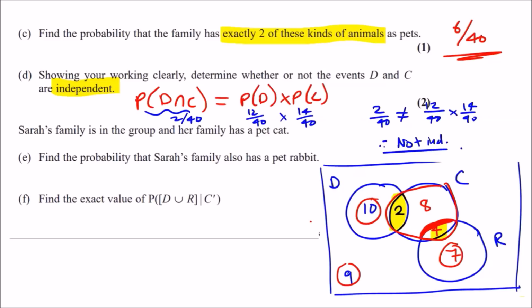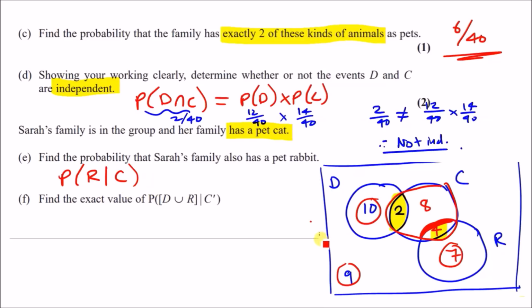It says that Sarah's family is in the group and her family has a pet cat. Okay, so this is a known fact here. They have a pet cat. Now, find the probability that Sarah's family also has a pet rabbit. Okay, notice how they told us in the statement that they have a cat. So this is a given statement. And now they want us to find the probability that Sarah's family has a rabbit. So rabbit, given that we know they have a cat.